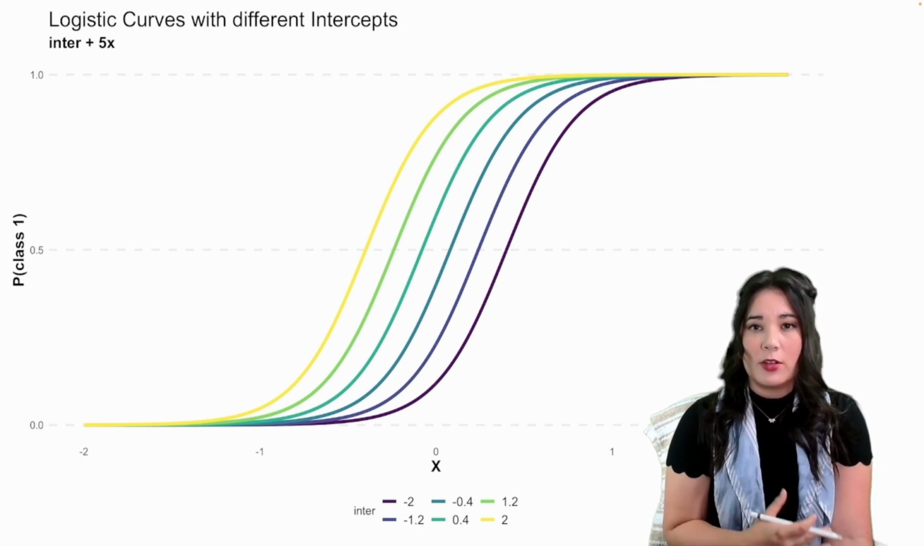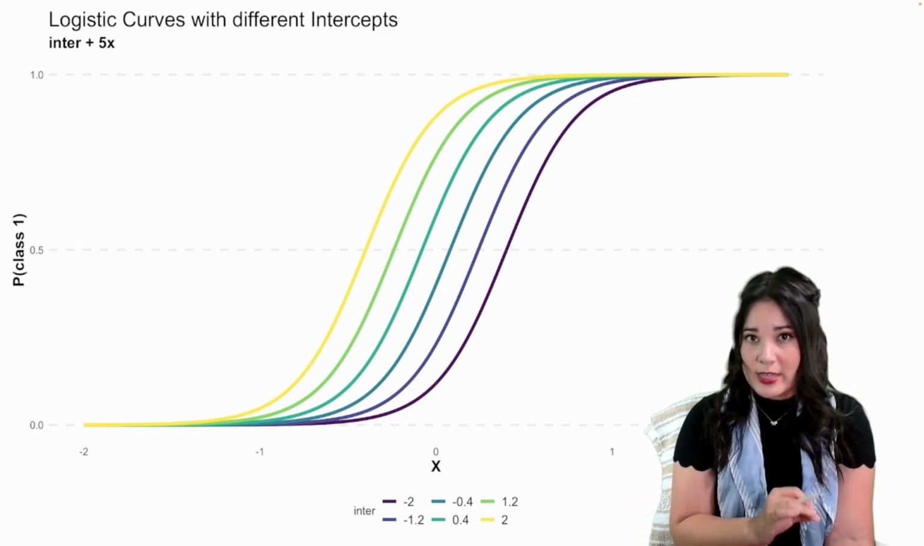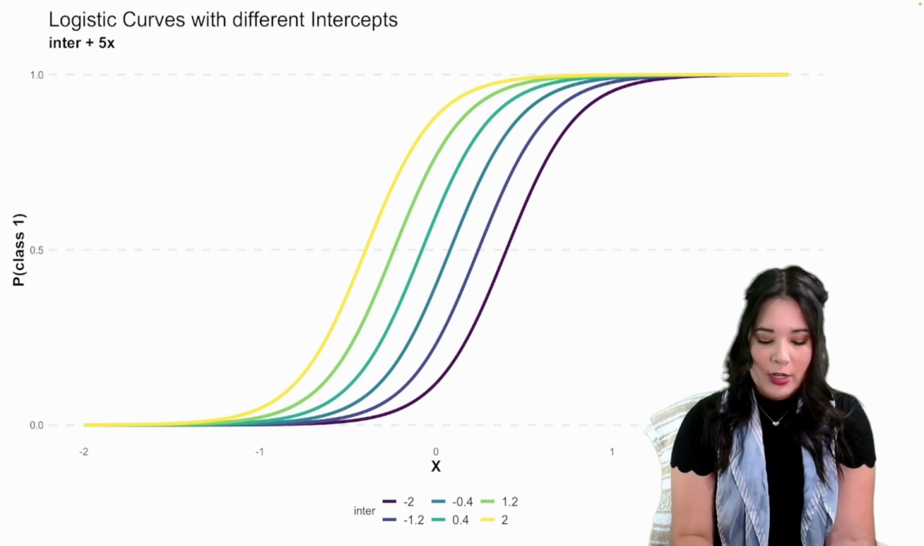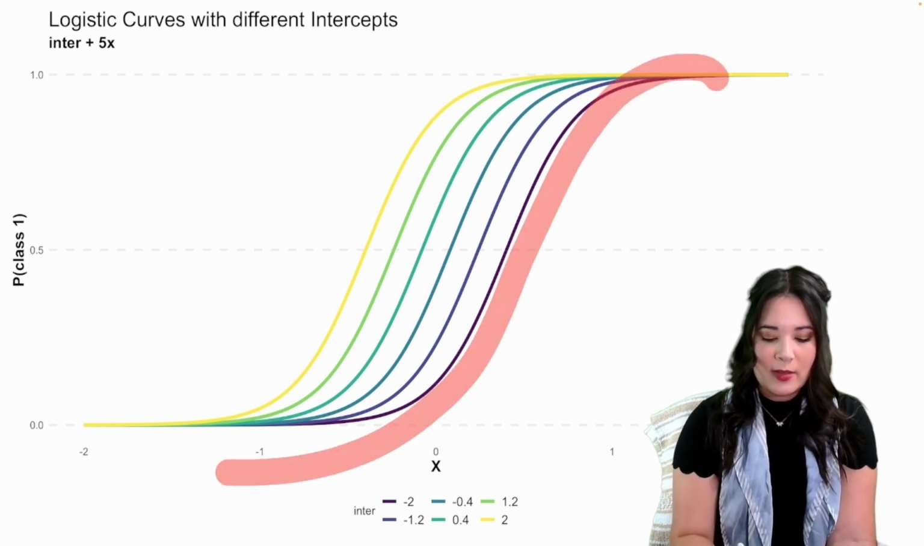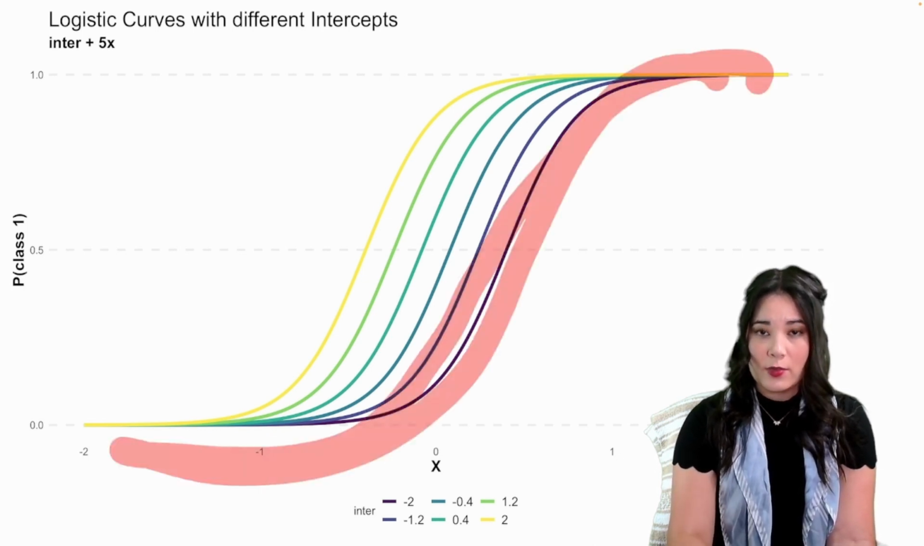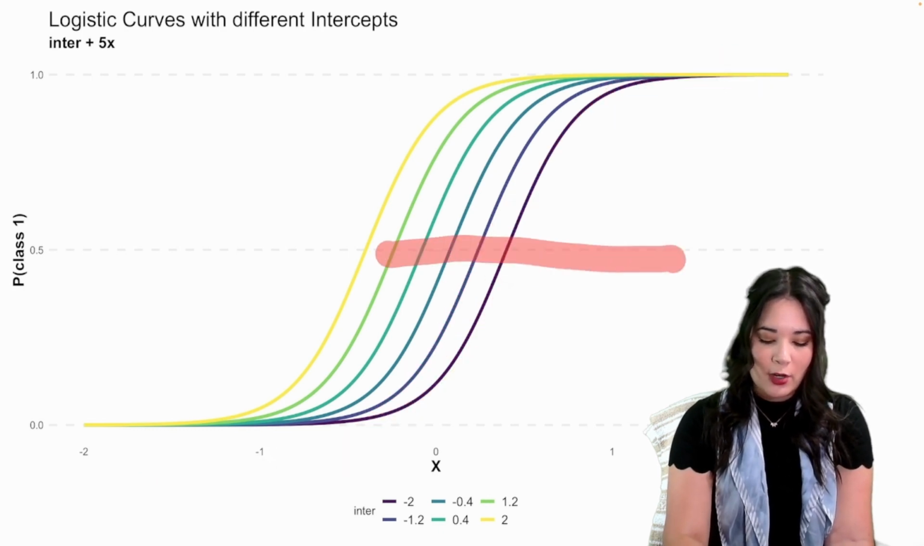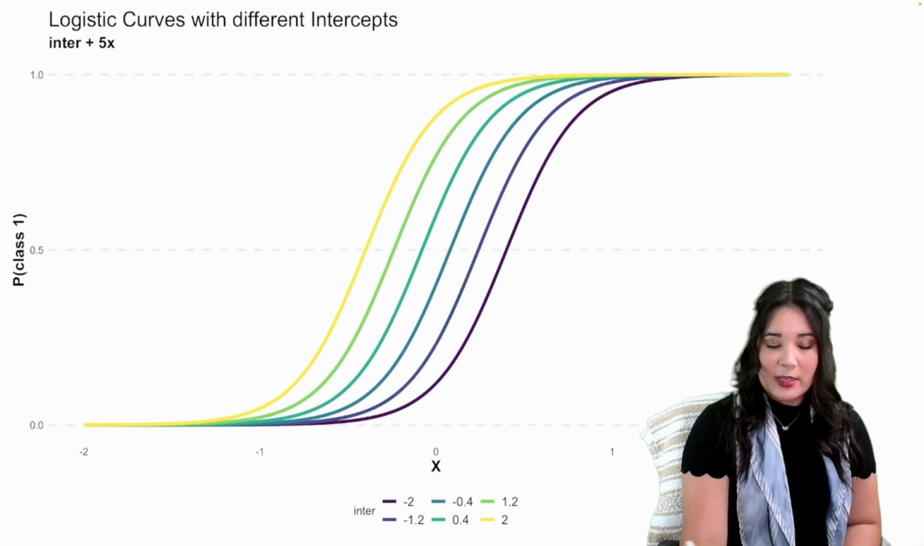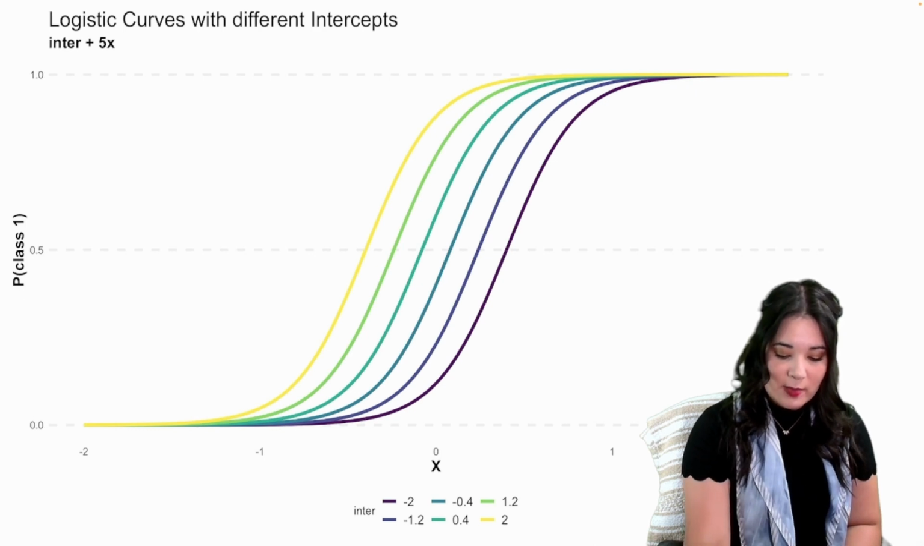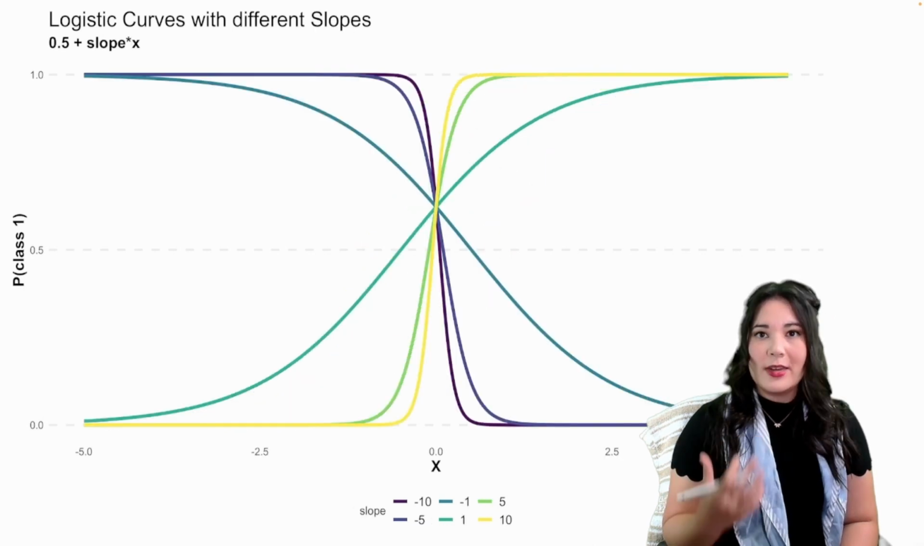Here's a graph that looks at the impact of the intercept on a logistic regression model. Here you can see a bunch of different sigmoid or logistic curves with different intercepts. As our intercept increases, it moves our curve towards the left. Basically, what this means is that it takes smaller values of our predictor in order to get a predicted probability above 50%.